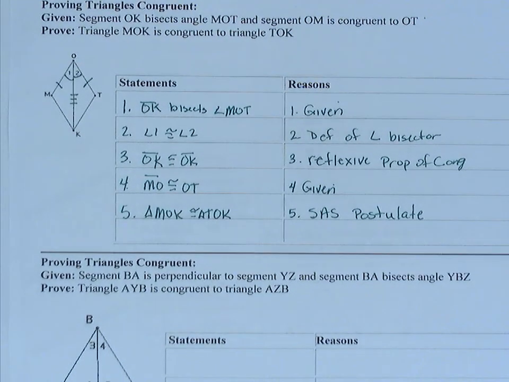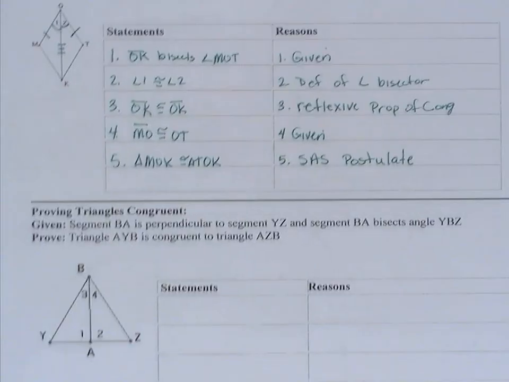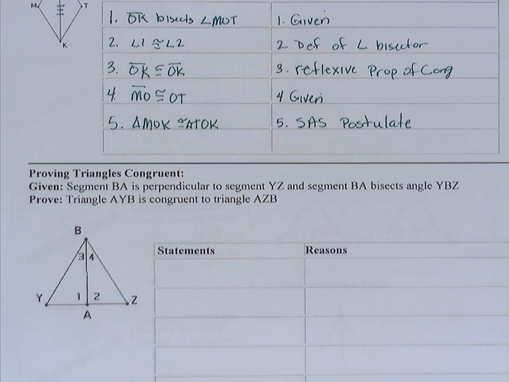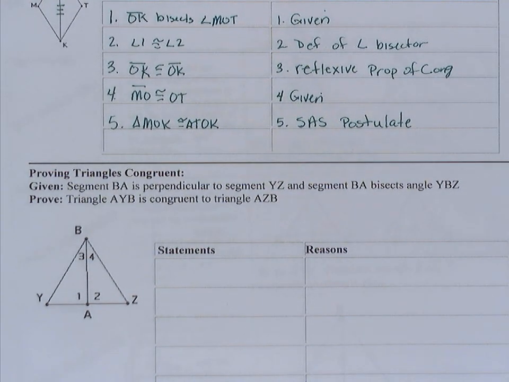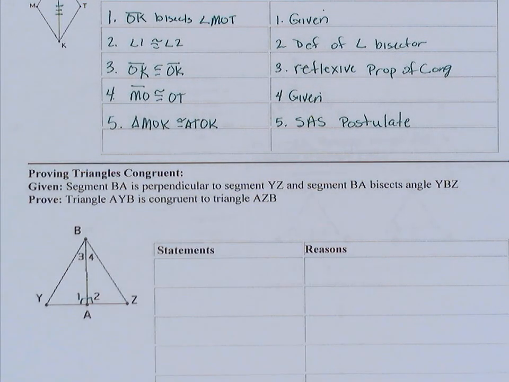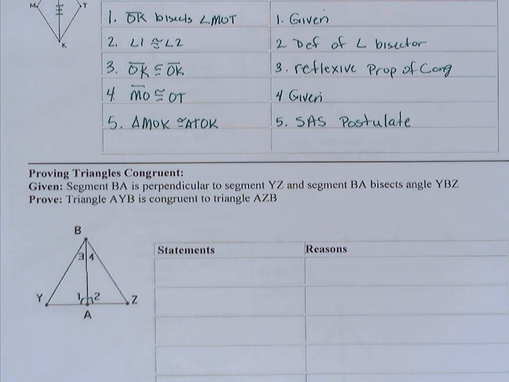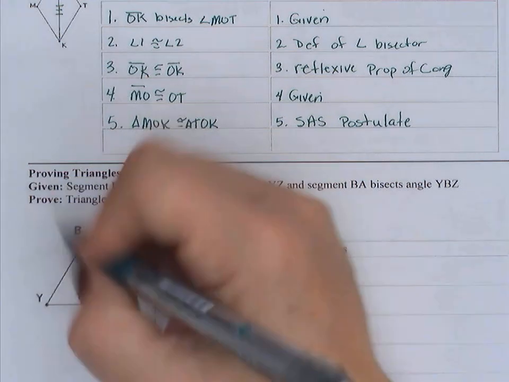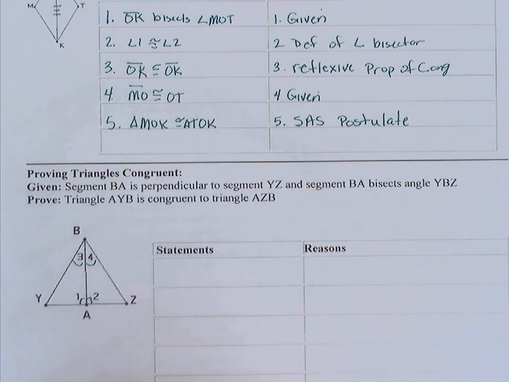Okay, so let's do another one. Again, the best thing is to mark your picture and map out a plan first. So segment BA is perpendicular to segment YZ. That means that this one and this one are both right angles. And segment BA bisects YBZ. That means these angles are congruent.